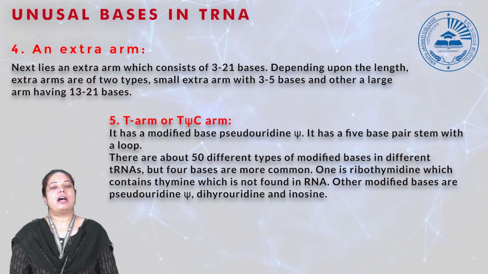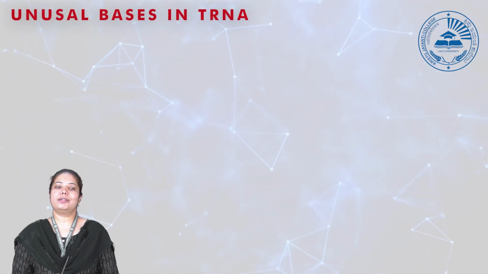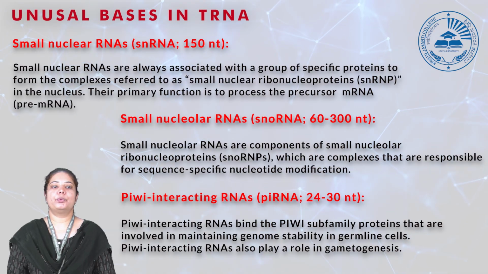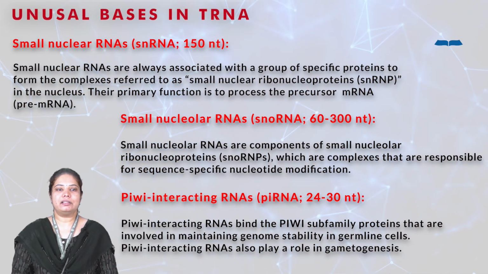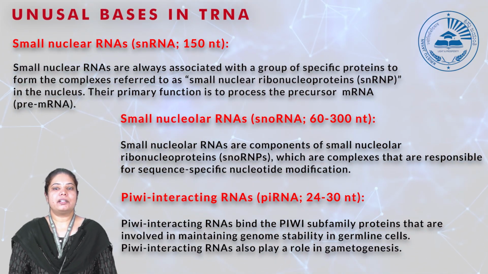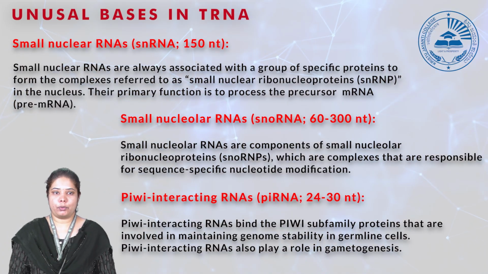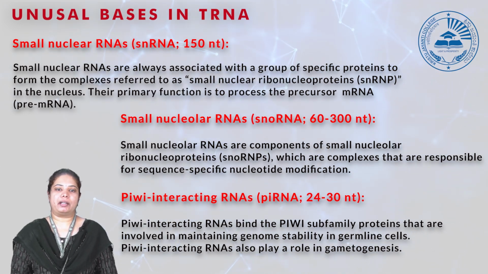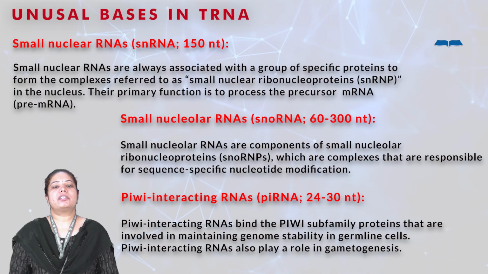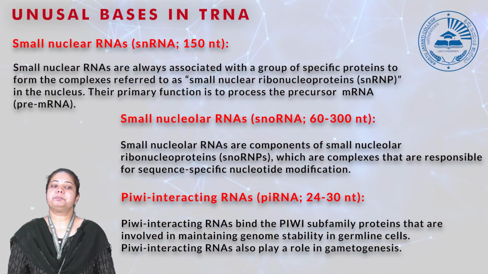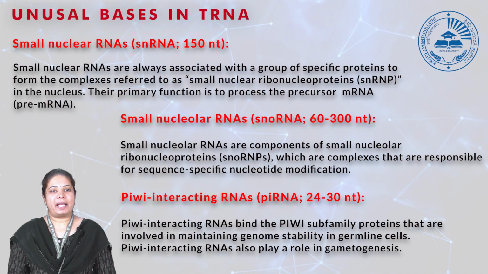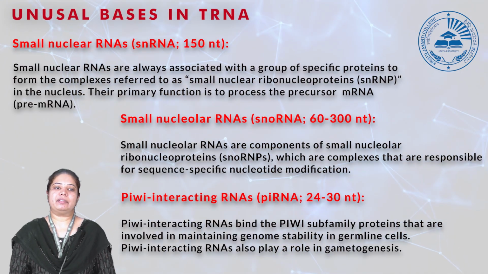Followed by that, we have other RNAs which are equally important for biological function, including small nuclear RNA, which is around 150 nucleotides in size. Small nuclear RNA is always associated with different kinds of proteins and forms complexes called small nuclear ribonucleoproteins. The major function of this is to process the mRNA. For pre-mRNA to be converted into mature mRNA through the splicing process, we need these small nuclear RNAs.